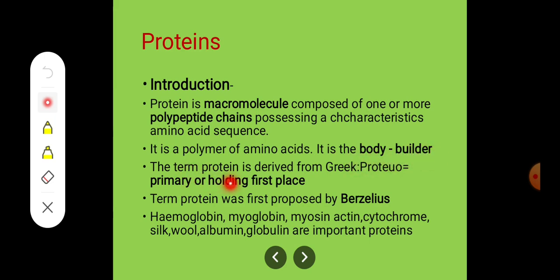The term protein is derived from the Greek word proteios, that is primary or holding first place. The term protein was first proposed by a scientist. The examples of proteins are hemoglobin, myoglobin, myosin, actin, cytochrome, silk, wool, albumin, globulin.